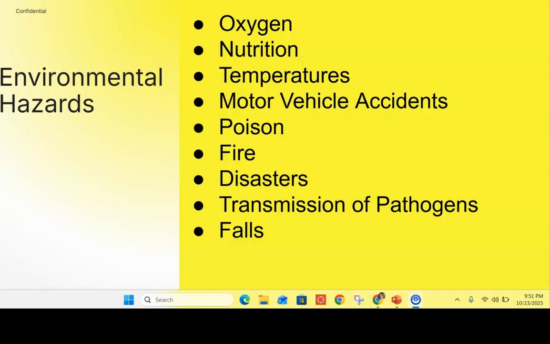Fire hazard. Typically that's improper use of equipment and appliances, so we need to educate on fire safety and fire prevention strategies. Moving on, disasters.